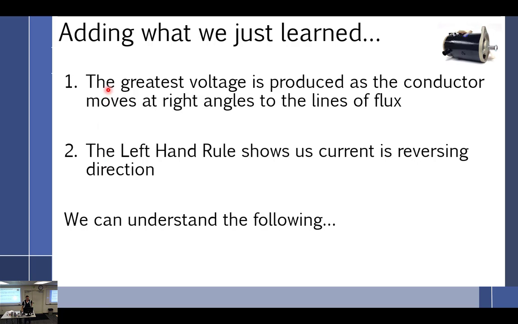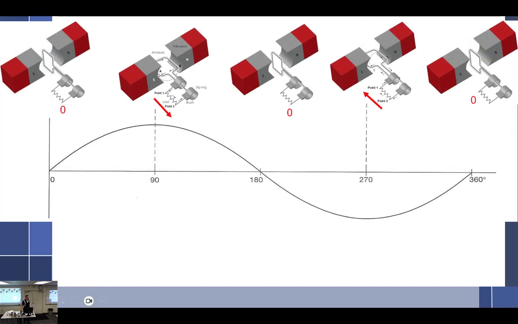All right, what did we just learn? The greatest voltage is produced as the conductor moves at right angles to the line of flux. We already said that, right? The left-hand rule shows this current is reversing directions. Then we can understand the following. Kind of putting it all together, when the loop of wire is straight up and down, that is zero, and that corresponds to this right here.